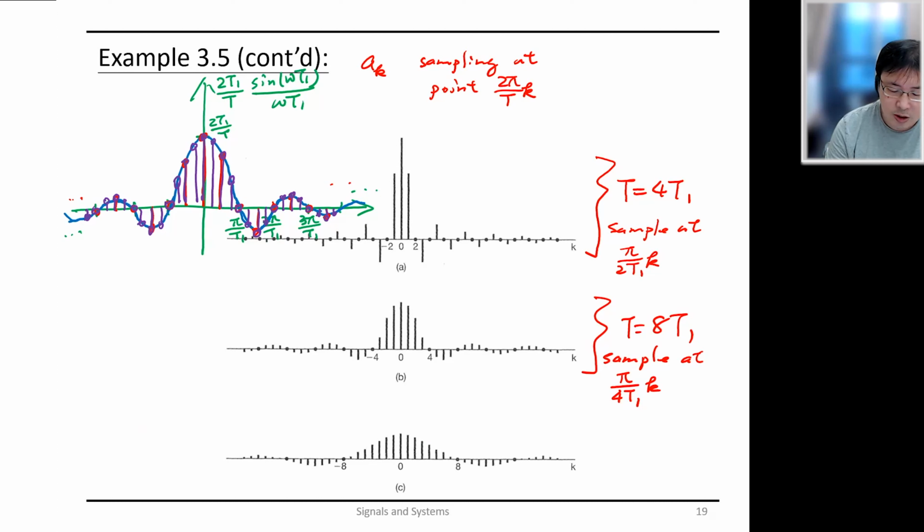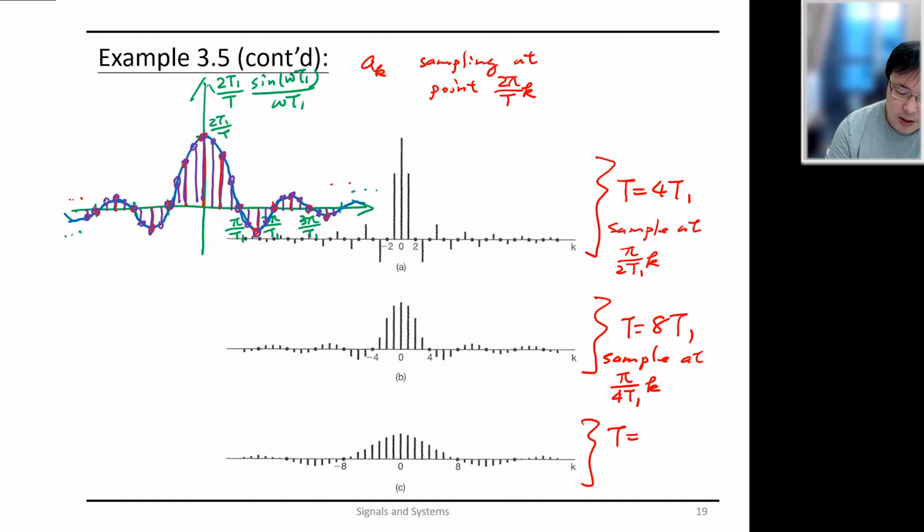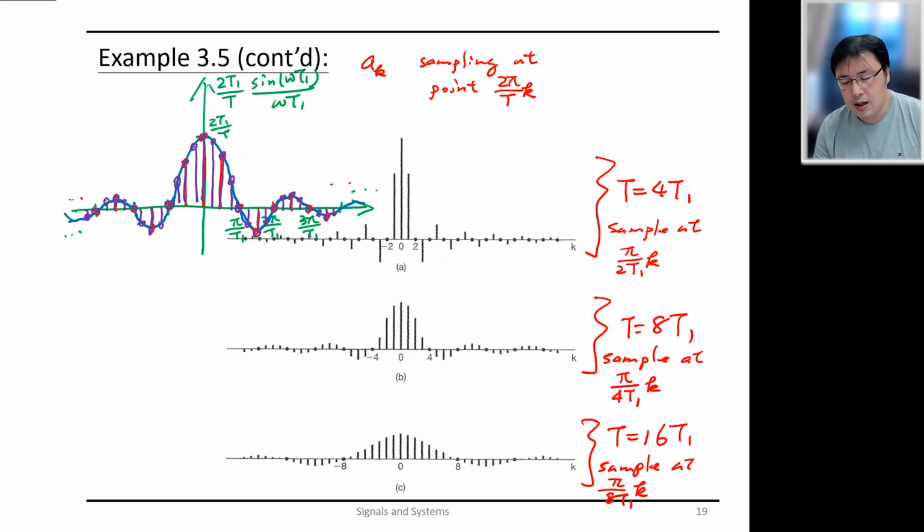Okay. So furthermore, down here, you have the case of t equal to 16t1, right? In which case you sample at pi over 8t1 k. Okay. And you will get 2 times the density of samples compared to this case. Okay. So you get something that looks more and more like the actual continuous time sinc function.